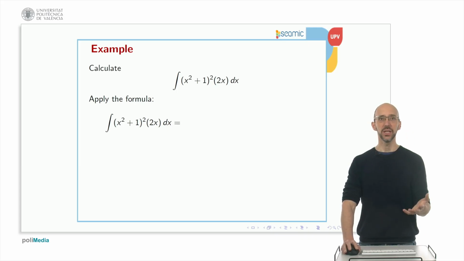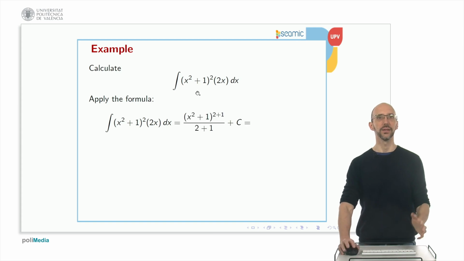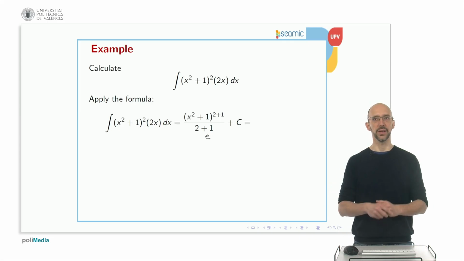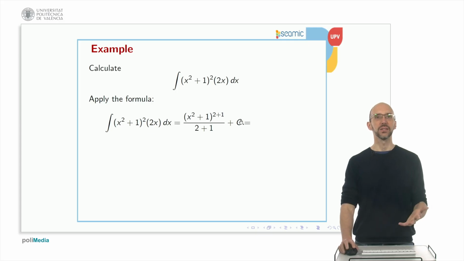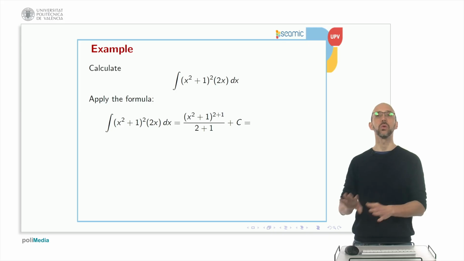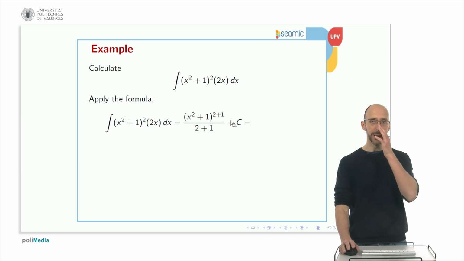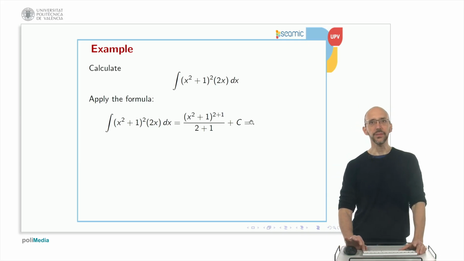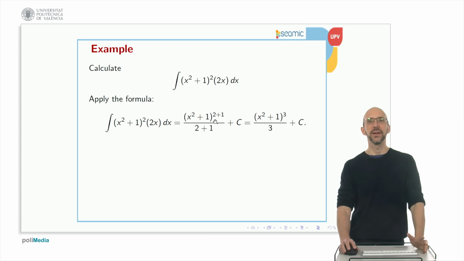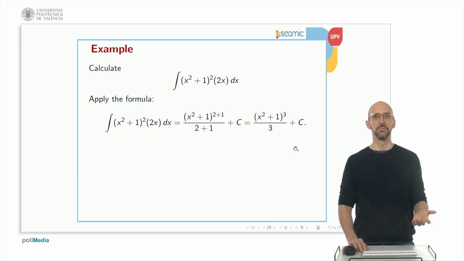So if you continue with the process, what are we going to write? The function between the parentheses power 2 plus 1 divided by 2 plus 1. I add 1 to the exponent and divide by the same number. And you can ask, but what happened with the 2x here? Nothing. I only need the derivative to be there in order to apply the formula. I'm not going to write the derivative around here. So be careful with that. Next step, I'm simplifying: 2 plus 1 is 3, divided by 3, and that's all we need. So, piece of cake.